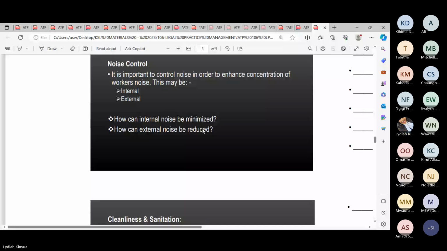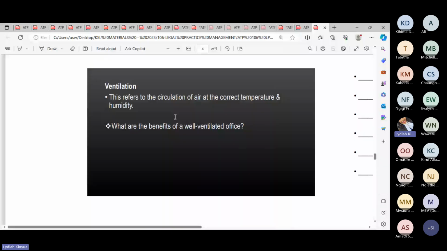How do you control noise? How do you improve lighting? Equally, cleanliness and sanitation is another component. Ventilation, making sure everybody's comfortable. Yeah, this is what I was looking for.